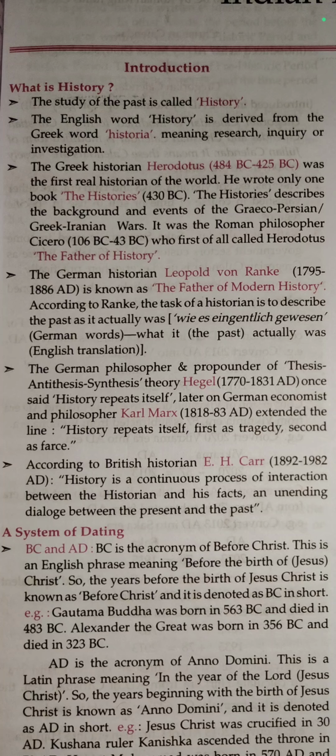Wie es eigentlich gewesen. This is written in German, and translated to English it means the past as it actually was. What the past actually was. The German philosopher and founder of the thesis, antithesis, synthesis theory, Hegel, 1770 to 1831 AD, once said, "History repeats itself." Later on, German economist and philosopher Karl Marx extended the line: "History repeats itself, first as tragedy, second as farce."